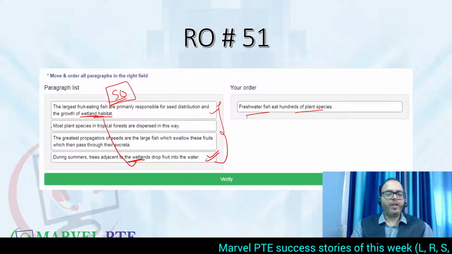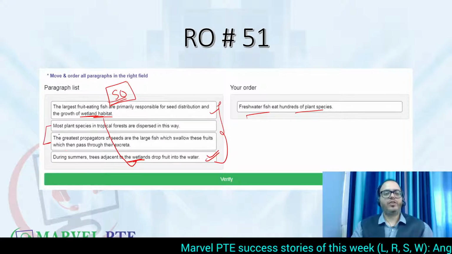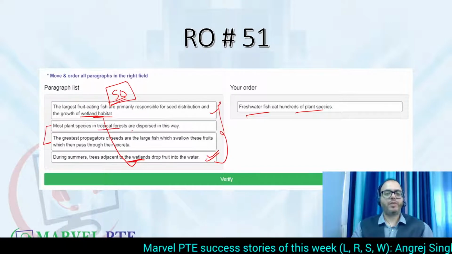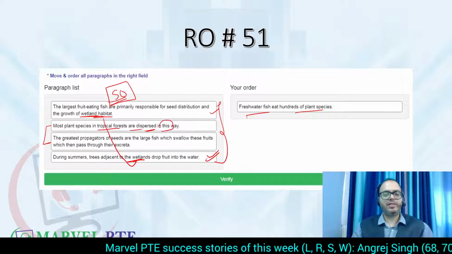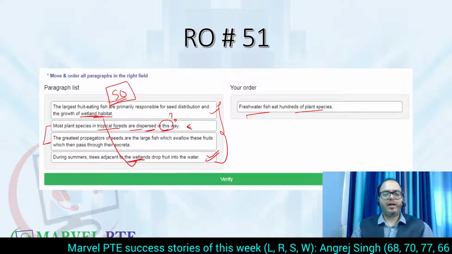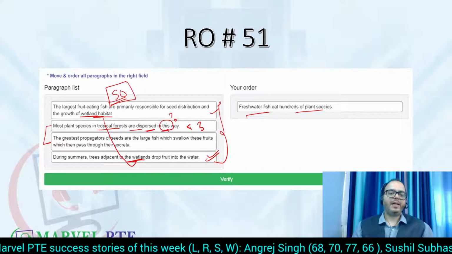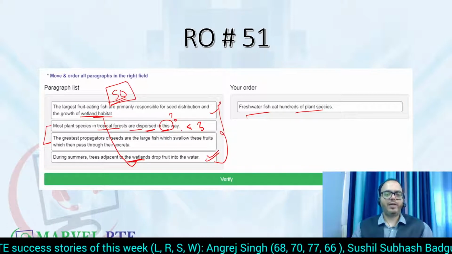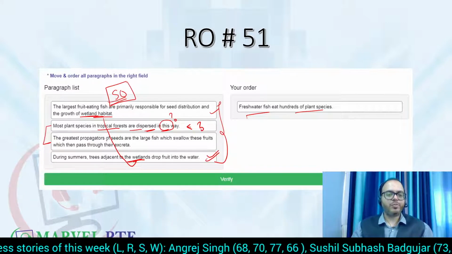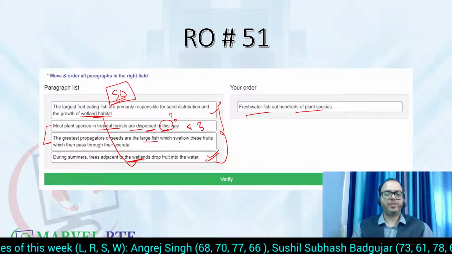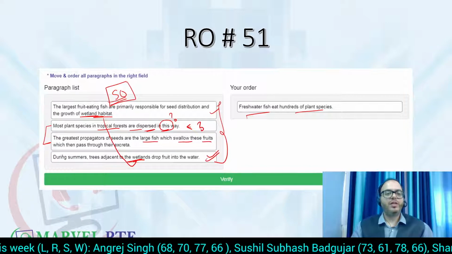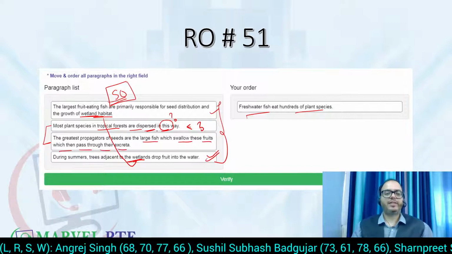अब now we have to see these two lines कहाँ fit होंगी. Most plant species in tropical forest are dispersed in this way. कोई way कहाँ पे दिया हुआ है. Okay, जहाँ पे ये way दिया होगा वहाँ पे आपके ये वाली line उसके बाद आएंगी. The greatest propagators of seeds are large fish which swallow these fruits which then pass through their excreta.